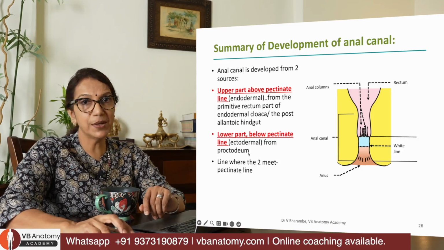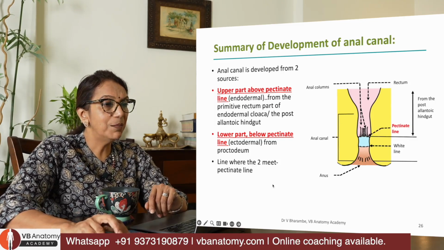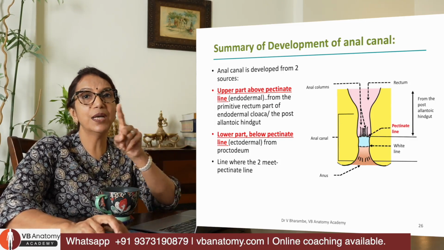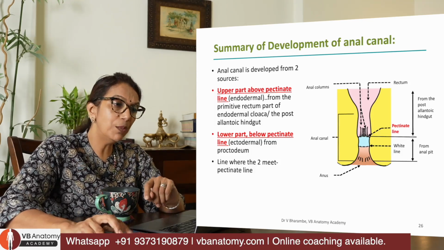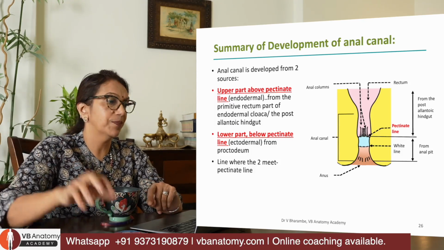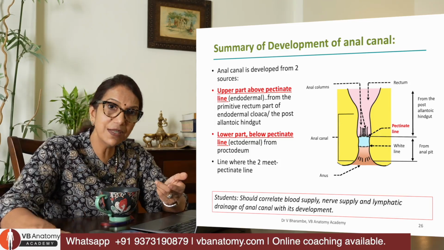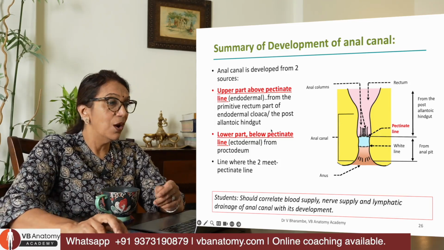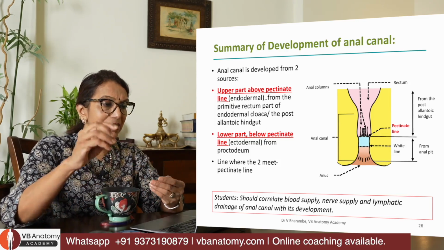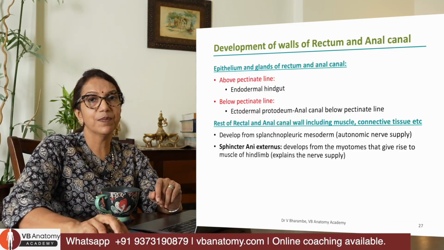Right. So, summarize please. This is your pectinate line. Part above pectinate line develops from post-allantoic hindgut. Part below pectinate line develops from anal pit or proctodeum. Okay. And the part where they meet is the pectinate line. Now, I have some advice for all of you. All students should correlate nerve supply, blood supply, lymphatic drainage and clinical presentation with this development. Think about it.